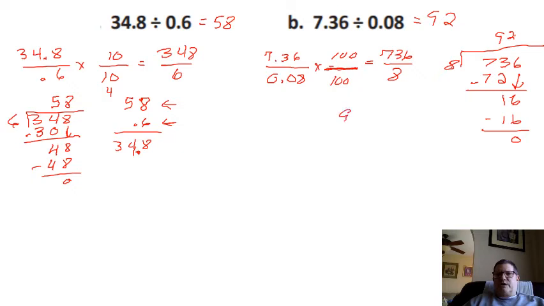So let's check it. 92 times 8 hundredths. That'd be 16. 8 times 9 is 72, and 1 is 73. I have no decimal places in my first factor. I have 2 in the second one. So it comes out to 7 and 36 hundredths, which is what we started with, so it checks.